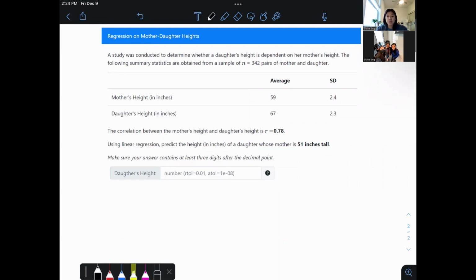So here in this problem, we're given a table with some information about the mother and daughter heights, as well as a correlation coefficient, and we're asked to predict the height of a daughter whose mother is some given height. So what we first want to do is start building an equation, or a linear regression model, to help us find the height of the daughter.